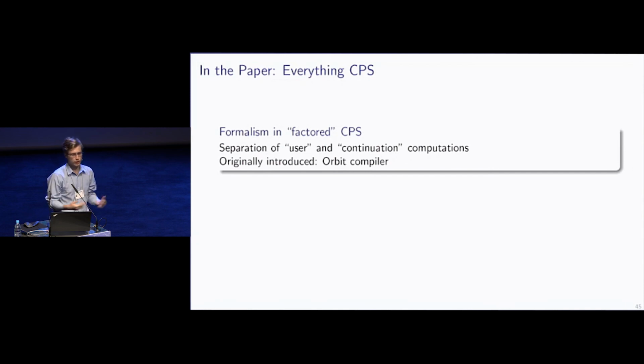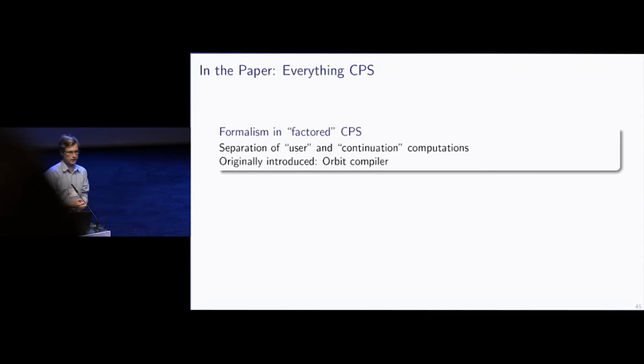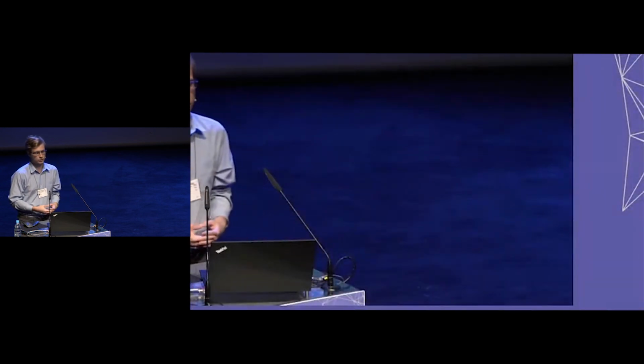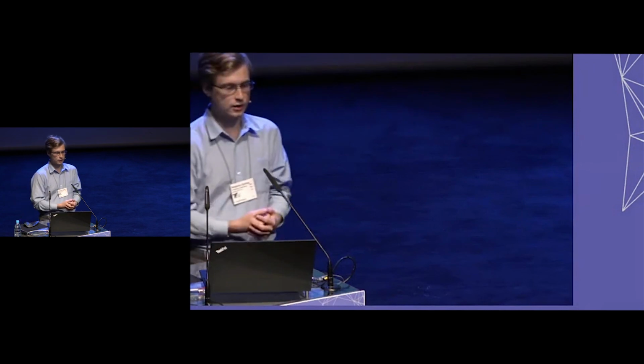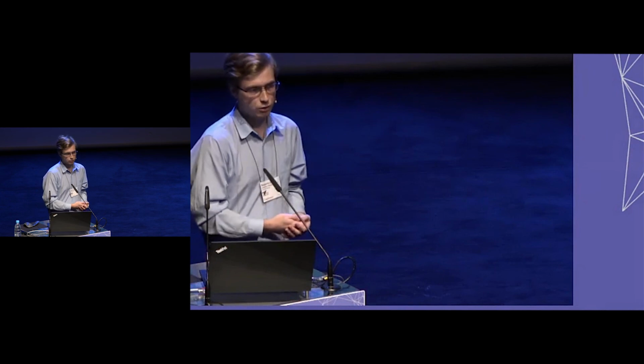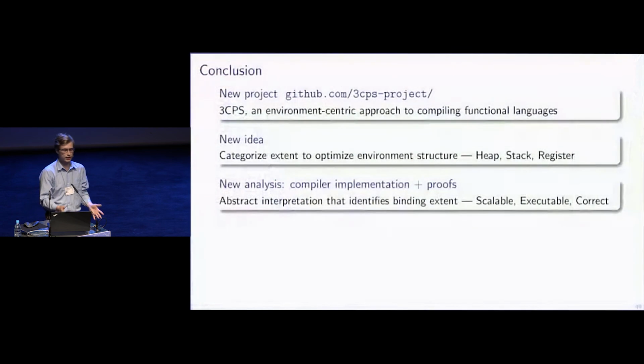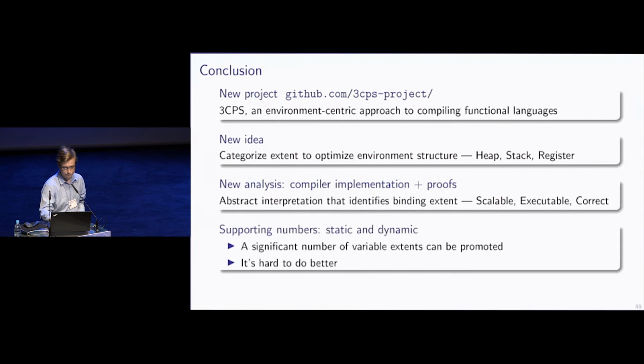So in conclusion, we are a new compilers project, 3 CPS, an environment-centric approach to compiling functional languages. The new idea is to categorize extent to optimize environment structure, and our extents are heap, stack, and register. We have a new analysis, which is an abstract interpretation that identifies binding extent, and this is scalable. It's like 0 CFA. It's executable, so one of our artifacts is the current compiler implementation, and it's correct. I've also introduced mechanized proofs, which are part of the artifacts.